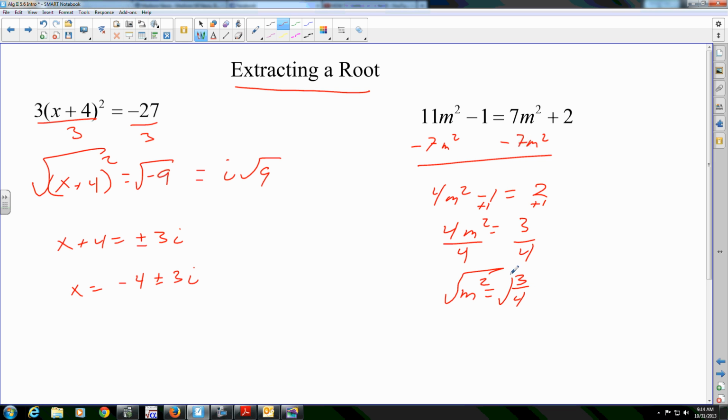Square root both sides. And remember, when you put an even root on the page that wasn't there before, a plus and minus is going to show up. And when you have fractions, you can split the fractions top and bottom. Square root of 3 stays put, but the square root of 4 turns into 2. So m is equal to plus or minus the square root of 3 over 2. And I believe that concludes this assignment.